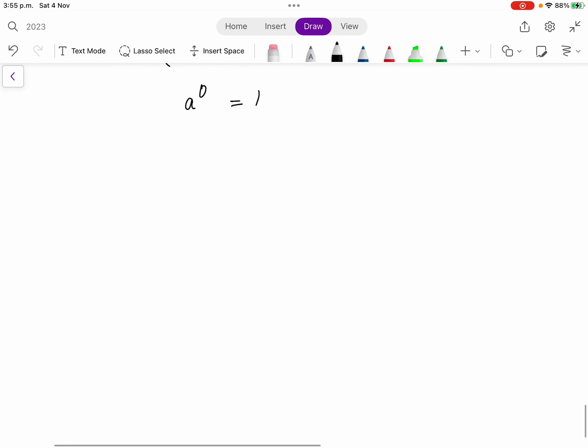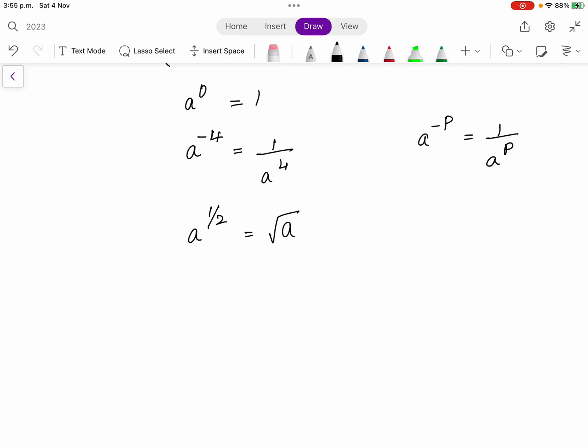The other rule is a to the power of minus 4 can be written as 1 by a to the power of 4. This is given in the formula book as a to the power of minus p is equal to 1 by a to the power of p. Whenever there is a negative power, you put it as 1 over. Then a to the power of a half can be written as the square root of a. Similarly a to the power of 1 over 3 can be written as the cube root of a. If you generalize it, a to the power of 1 over p can be written as the pth root of a, whatever comes here will go there.